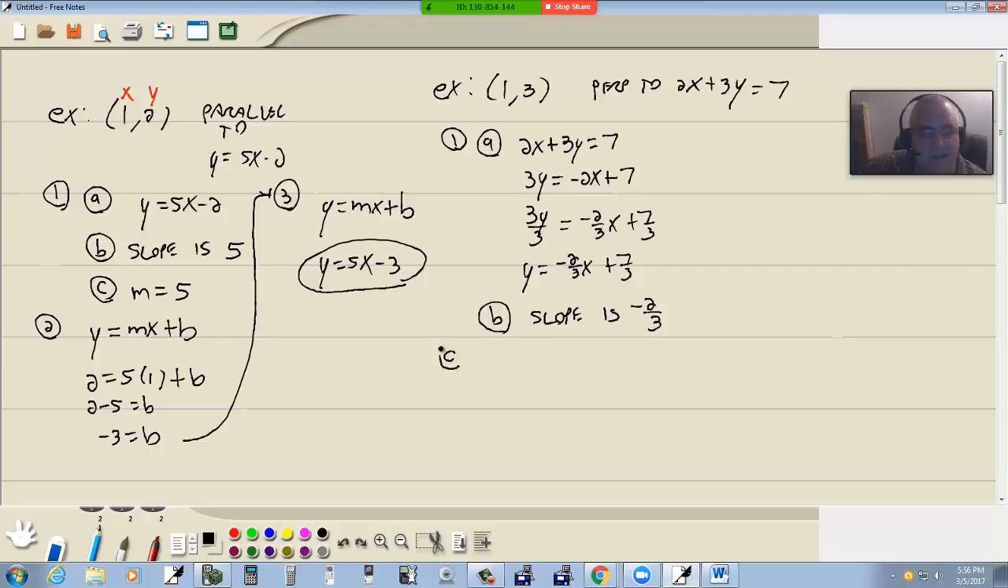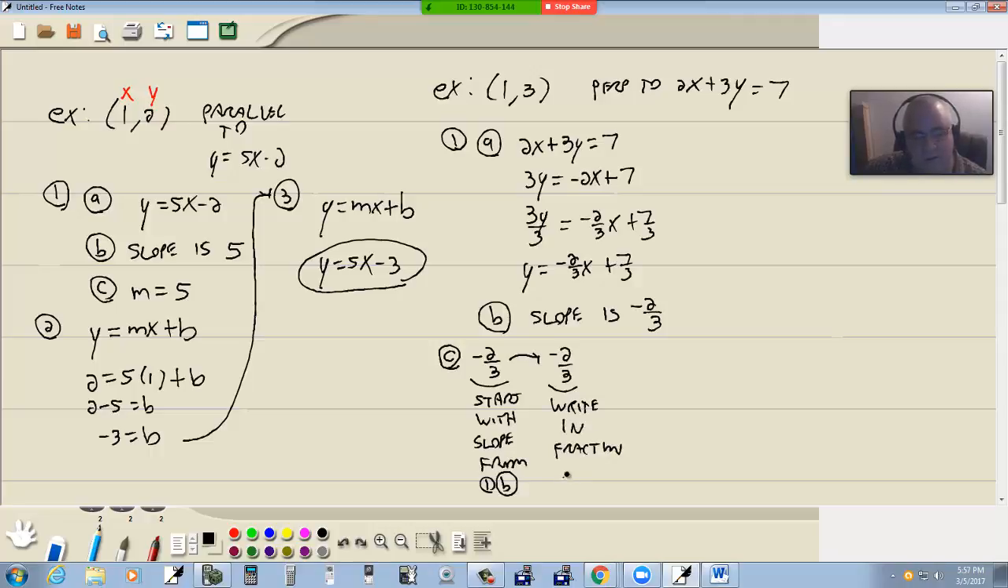Now C. Perpendicular lines have slopes that are negative reciprocals. What that means is we're going to start with the slope from 1b, which is negative 2/3. We're going to write it in fraction form. Well, this is already a fraction. But imagine you had 5. You put 5 over 1. You can always create a fraction by putting it over 1.